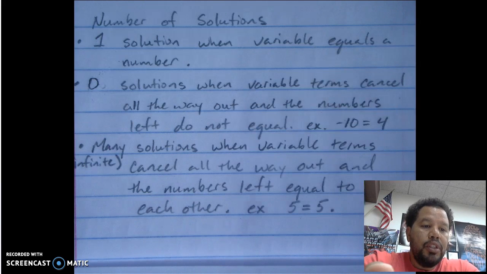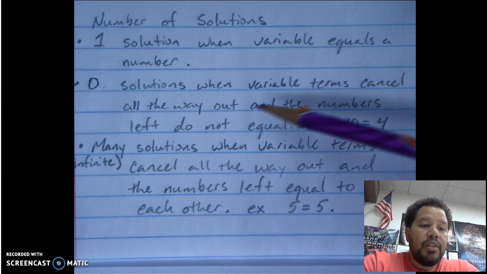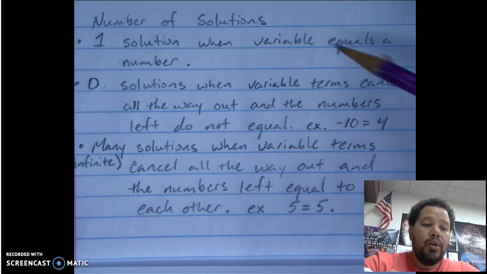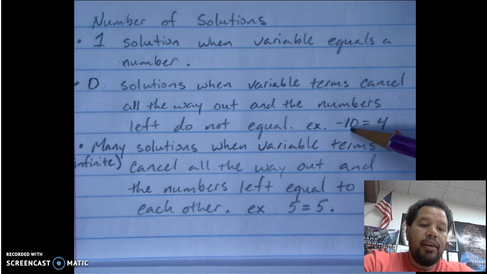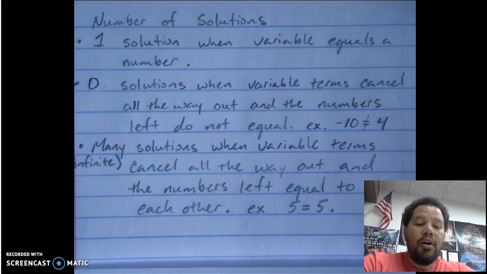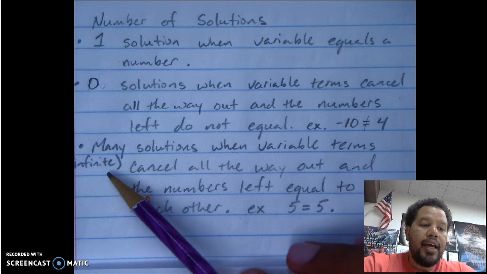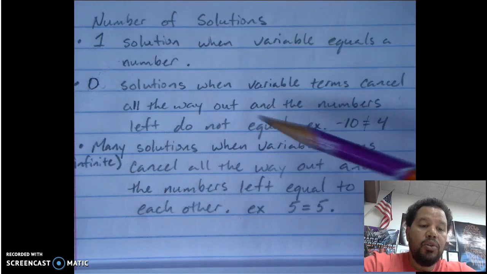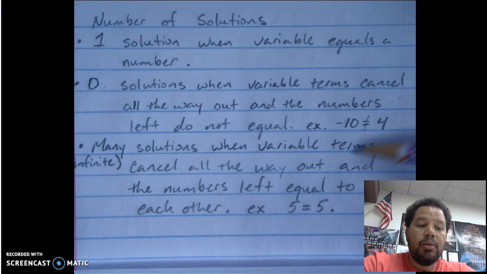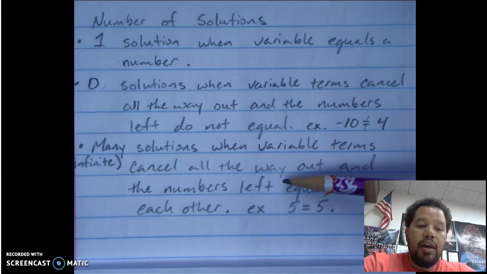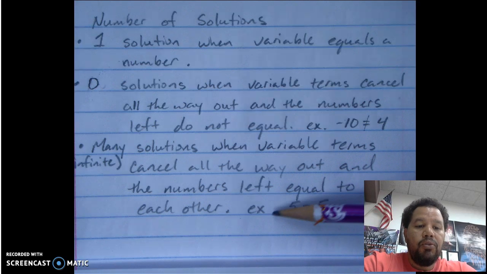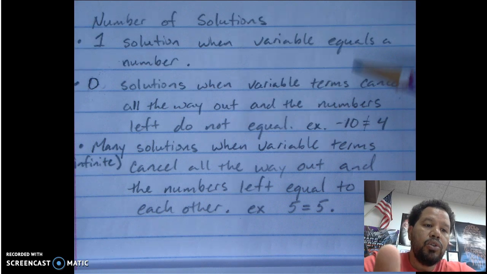We can have 0 solutions, and that happens when the variable terms cancel all the way out, meaning there's no more variable term, and the numbers left over do not equal. So, for example, if you end up with -10 equals 4, that's a false statement. So that means that there are no solutions, or 0 solutions. And then the last kind is many solutions or infinite solutions, and that's when all the variable terms cancel all the way out, and the numbers left equal each other. So for example, 5 equals 5 or 2 equals 2.